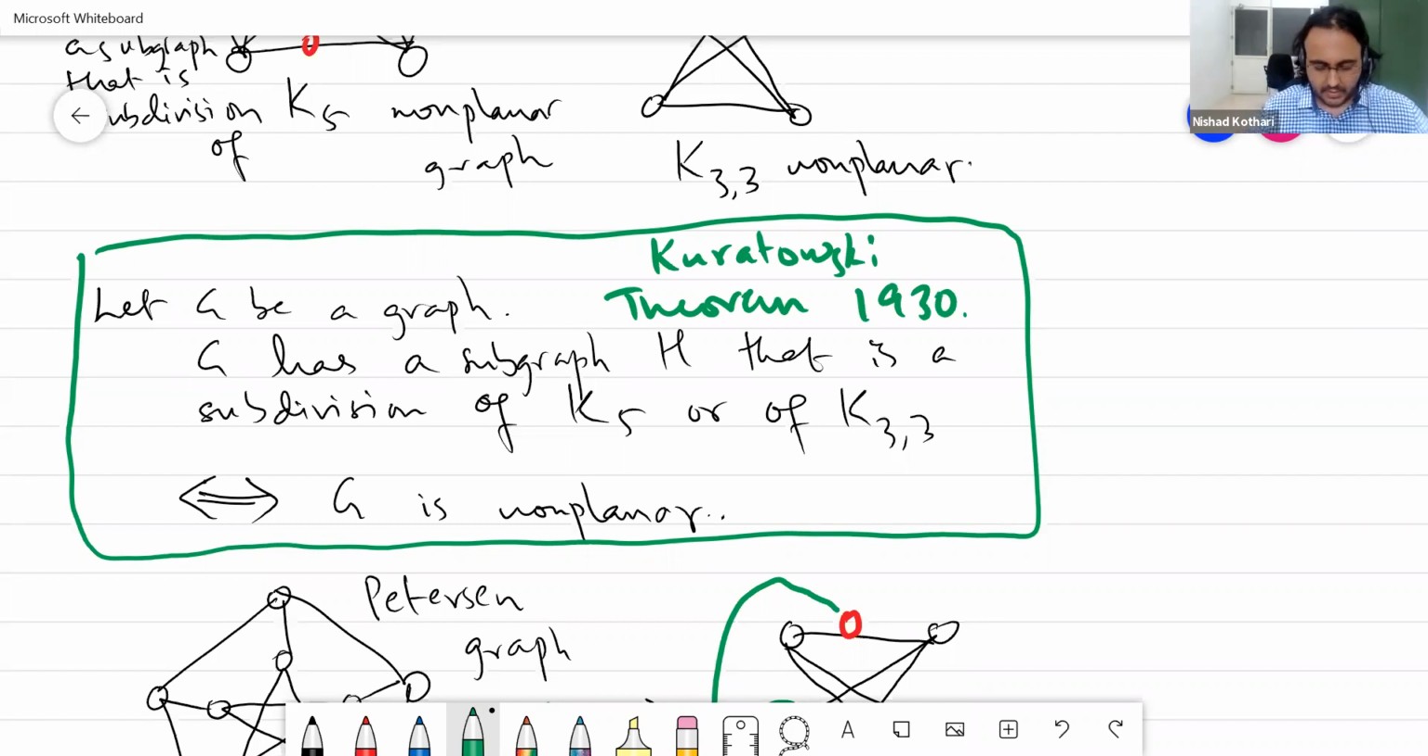Okay. Are there any questions at this point? Okay. So, well, Kuratowski proved this, and then people asked various questions. They asked, well, what about, oh, I see, isomorphic, right.